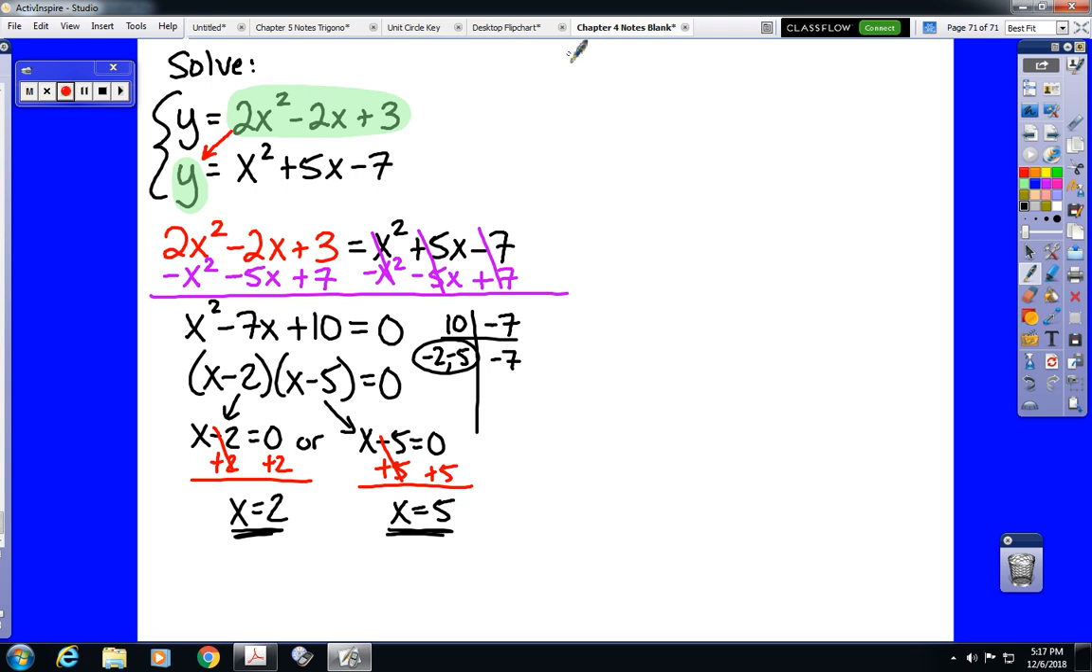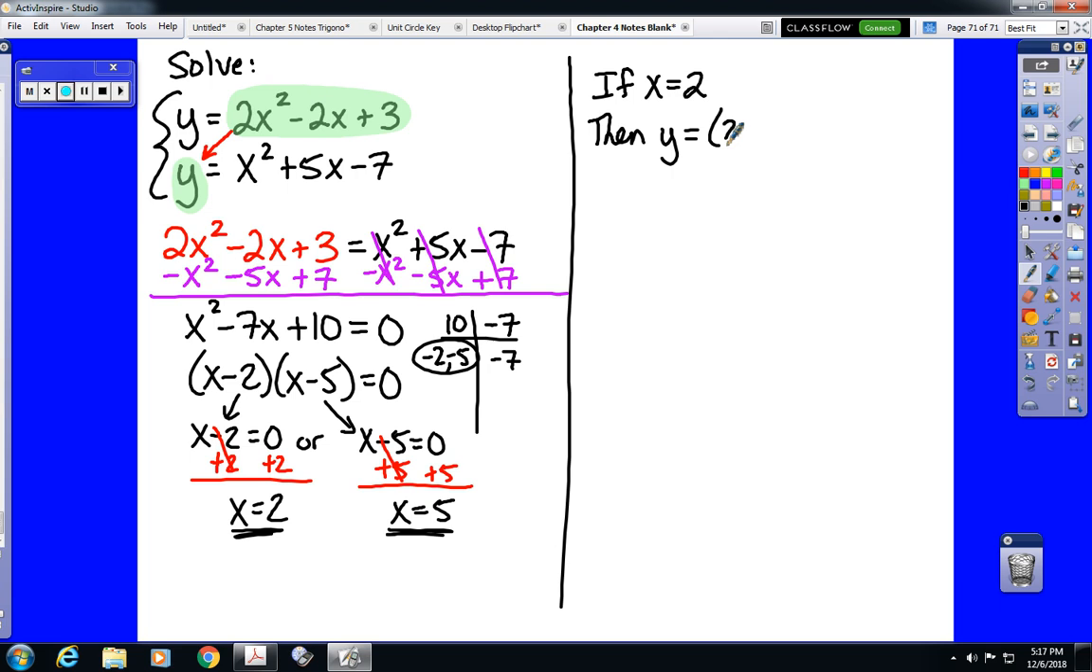We're going to plug those values back in, just like we did in the other problems, to find y. And I'm going to use the second equation to do that. So if x is equal to 2, then y is equal to 2 squared plus 5 times 2 minus 7, which would be 4 plus 10 minus 7, or 7. The pen is messing up here. There we go. Let's get that cleaned up here. 7. So my answer would be the point 2, 7.